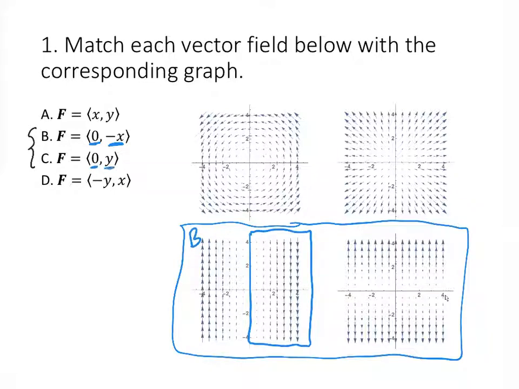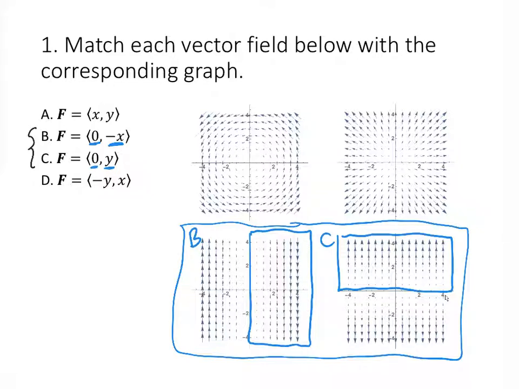And again, just to verify, 0, comma y, that would mean that when y is positive, in other words in quadrants 1 and 2, all of the vectors only point up. And that we can see here as well. When y is positive, the vectors point in the positive y direction, and so that must match up with option C.